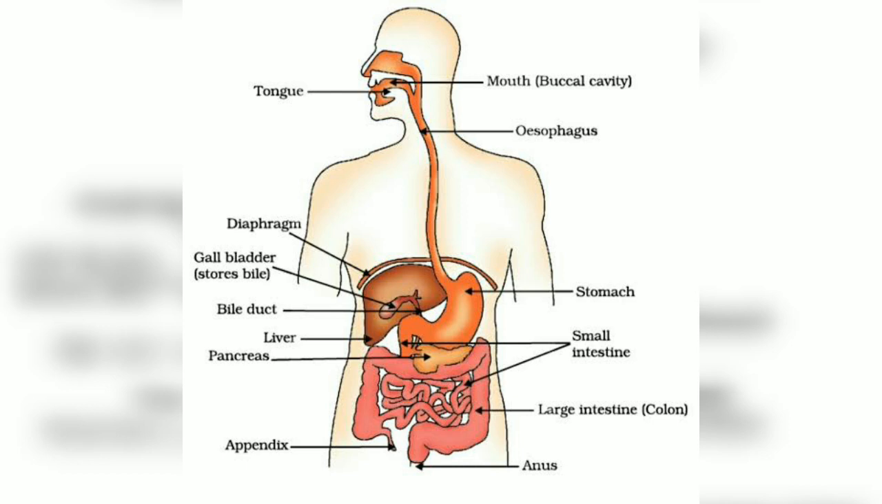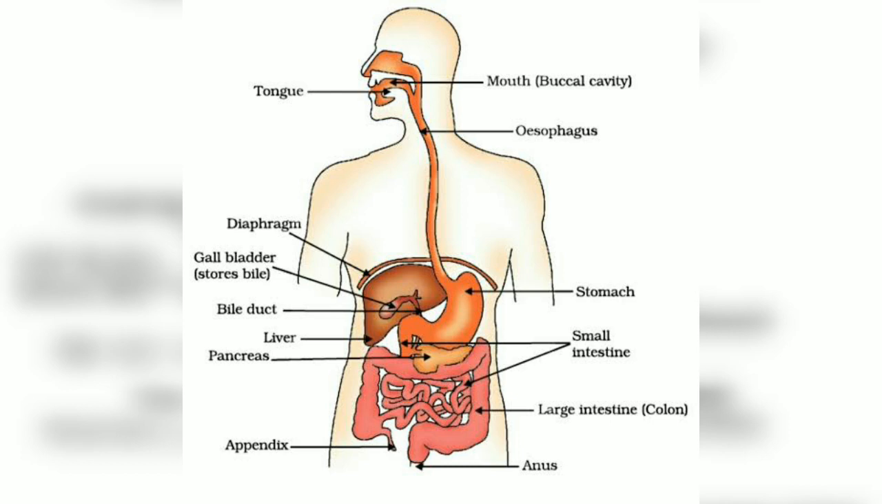You must be wondering, if the small intestine is longer than the large intestine, then why is it called small? Actually, the width is taken into consideration, due to which it is named so. Following the large intestine is the rectum and the anus.